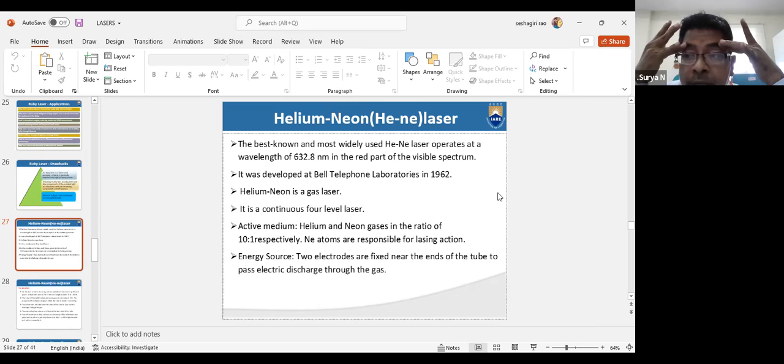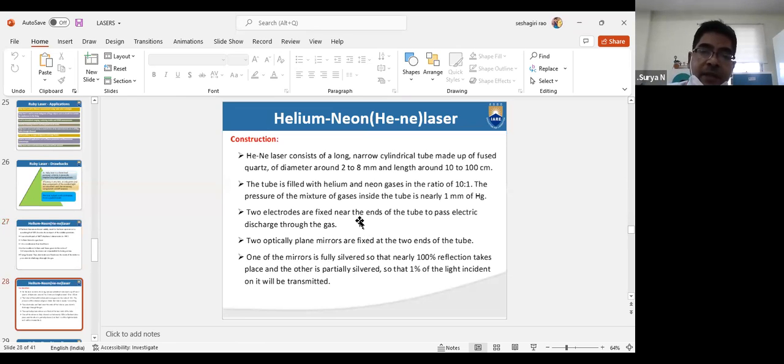Understood? So with that pumping, the optical flash becomes the pumping mechanism. What happens here? Two electrodes are fixed near the ends of the tube to pass electrical discharge through the gas. Okay, so this is what is considered here. Now let us see the construction. Helium neon laser consists of a long narrow cylindrical tube.